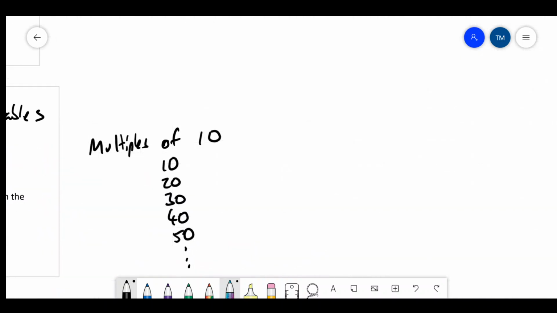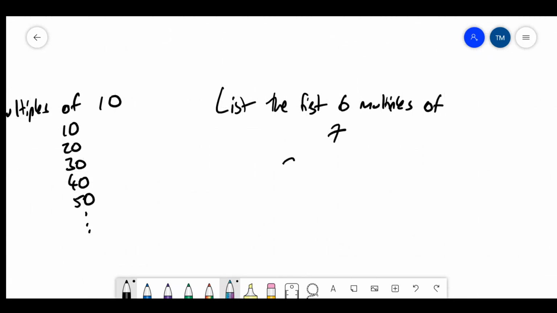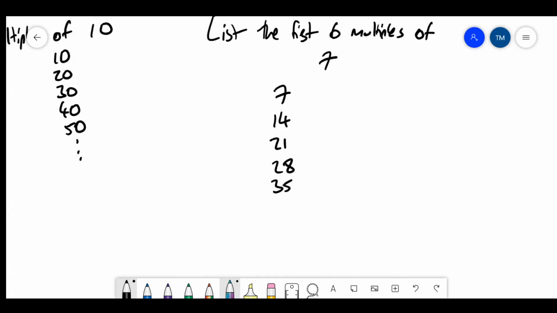If we say another one, list the first 6 multiples of 7, we would say 7, 14, 21, 28, 35 and 42. So that's the first, second, third, fourth, fifth and sixth. And that's all you need to do for multiples. So multiples are just times tables, that's it.